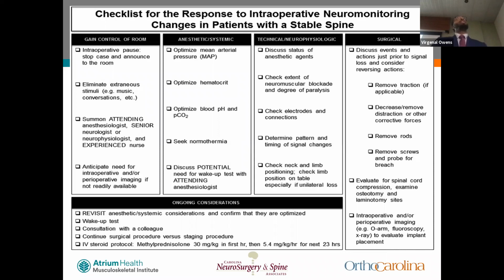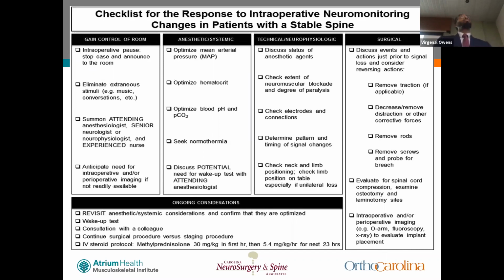From a technical aspect, you want to think about the anesthetic agents that are being used. If there is gas being used and there's a motor problem, it's probably important to think about if that is affecting the monitoring. You want to check the electrodes and the connections. So if you fire off a motor evoked potential and the patient jumps, it's not uncommon that a lead can pop out when they jump. So it's something else to think about. You also want to think about the neck and limb positioning. Sometimes the leg can fall off the table, arm can fall off the table. So it's important to think about that too.